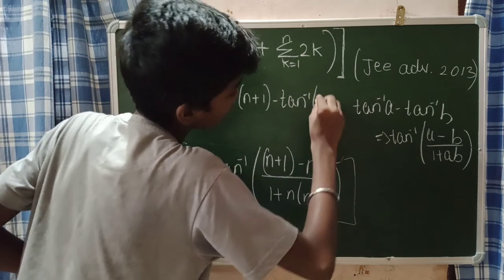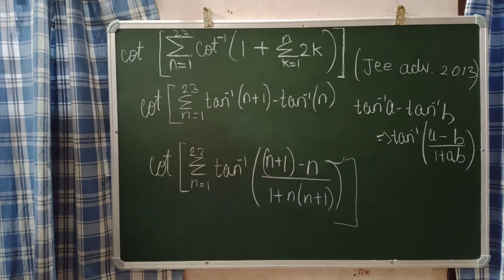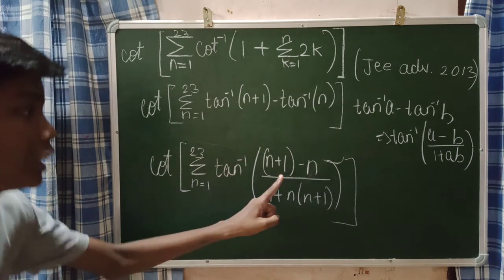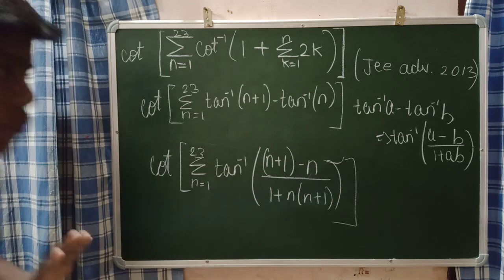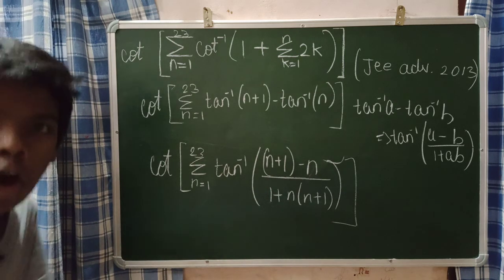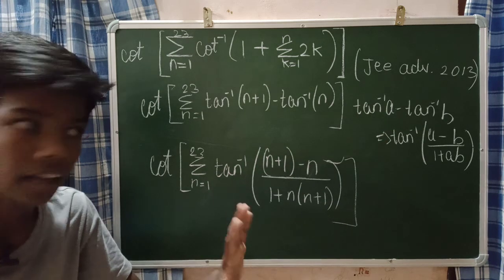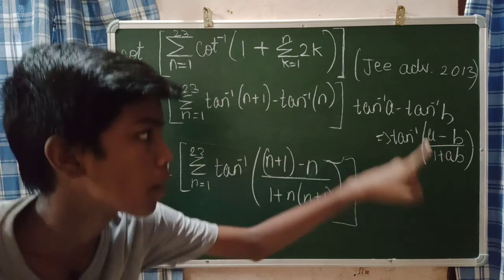Tan inverse of A minus tan inverse of B is equal to tan inverse of (A minus B) divided by (1 plus AB). You may ask, how do I know that I should write this 1 as n plus 1 minus n? It's very simple, guys. Already we know that we are going to use the tan inverse A minus tan inverse B formula. That is nothing but tan inverse of (A minus B) divided by (1 plus AB).